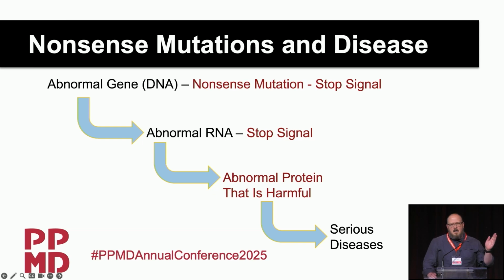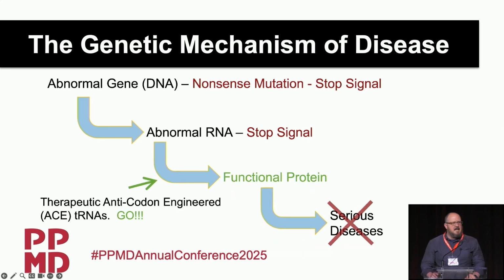These diseases are generally more serious than ones with missense mutations, because you have complete loss of the protein. And for Duchenne muscular dystrophy, that's no different. The approach that we're taking in the lab, and several other people are taking, is to target the translation process, turning that stop signal into a go signal. What we're developing are what's called anticodon engineered tRNAs. And I'll go into what those are next.